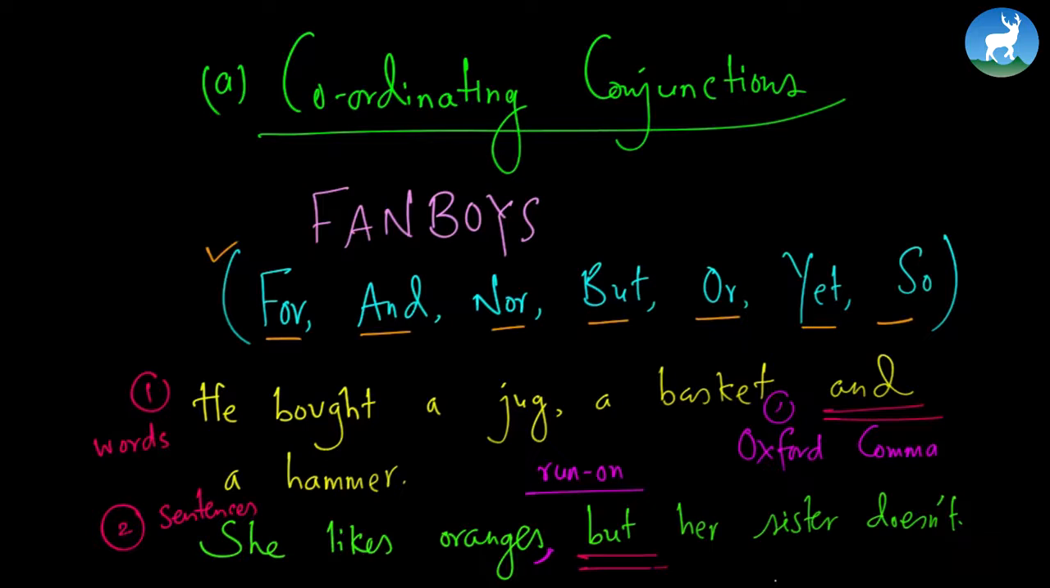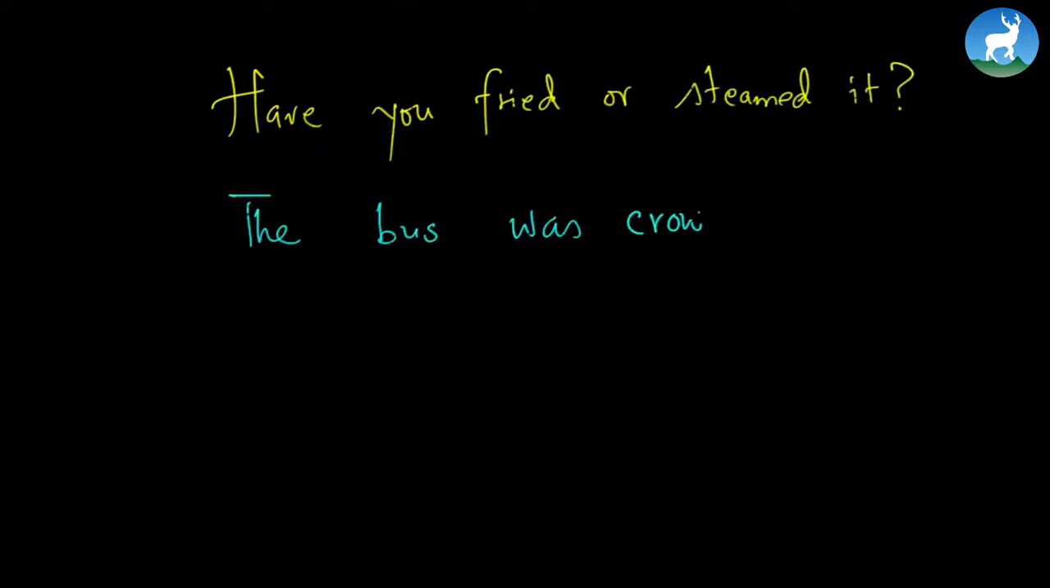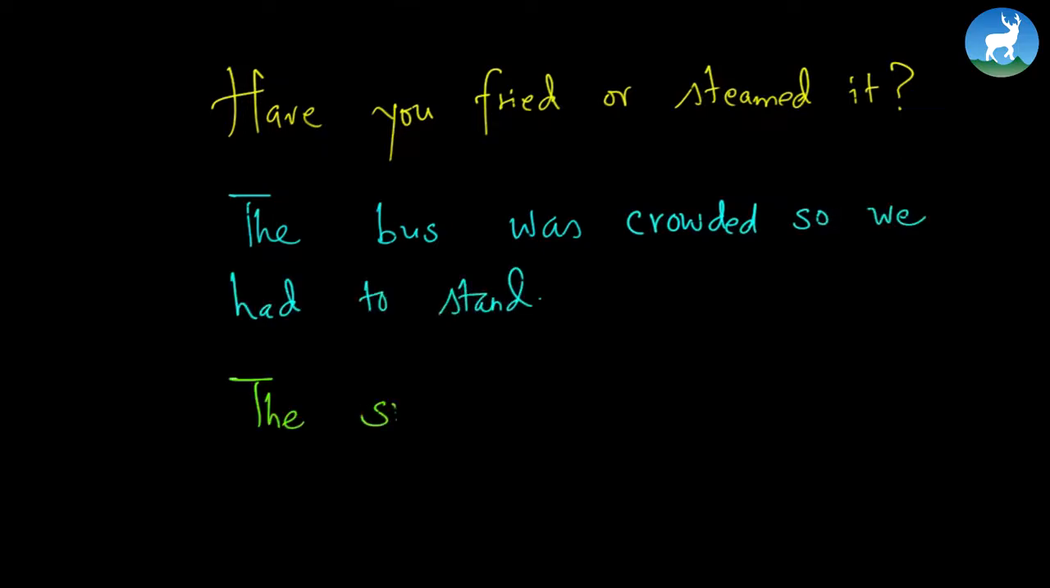So these are just two examples. Let me give you some more examples from fanboys because we are reading coordinating conjunctions. Have you fried or steamed it? The bus was crowded, so we had to stand. The sun is warm, yet the air is cool. So these are just examples. So let's first find out the connectives.